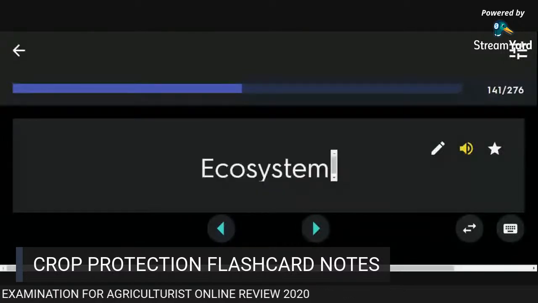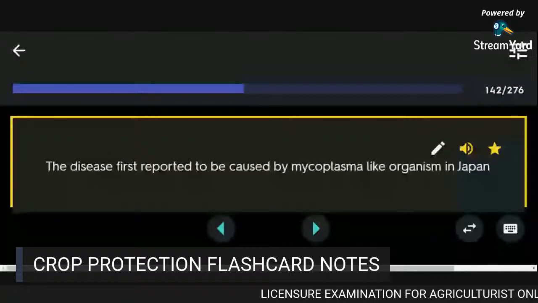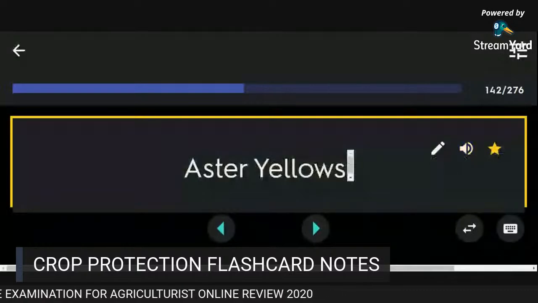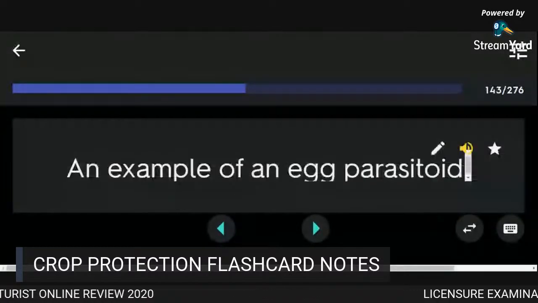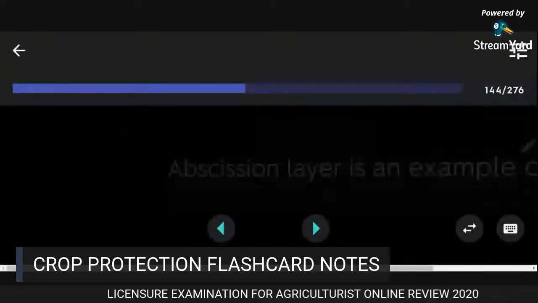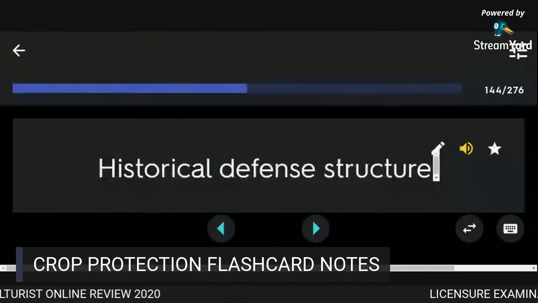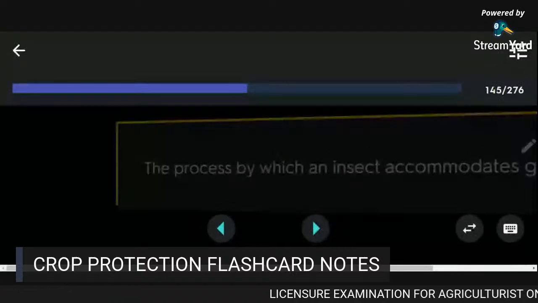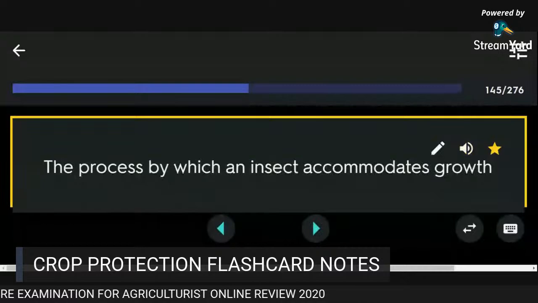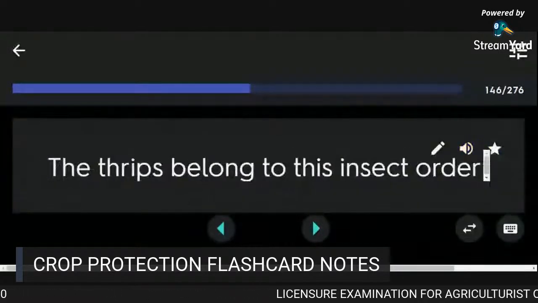An area that includes all organisms therein and their physical environment. Ecosystem. The disease first reported to be caused by a mycoplasma-like organism in Japan. Aster yellows. An example of an egg parasitoid. Trichogramma chilonis. Abscission layer is an example of historical defense structure. The process by which an insect accommodates growth. Ecdysis. The thrips belong to this insect order. Thysanoptera.